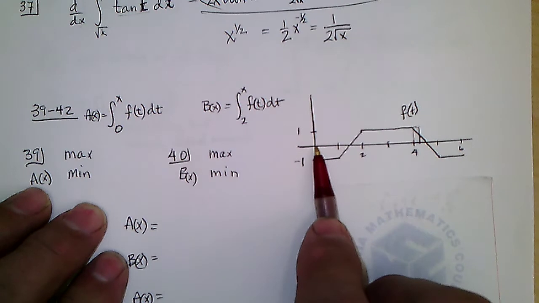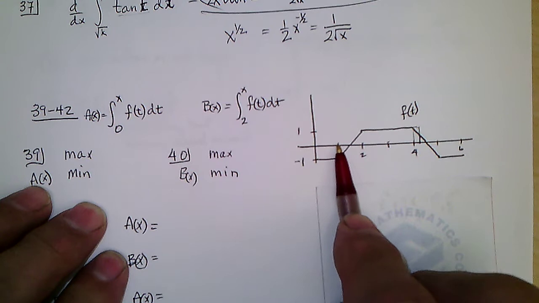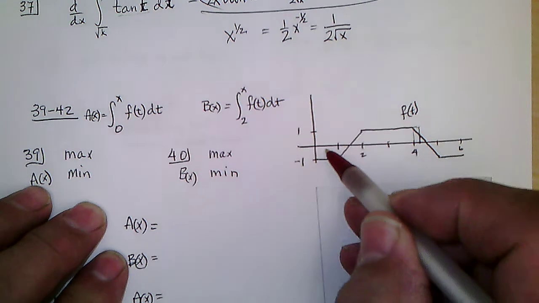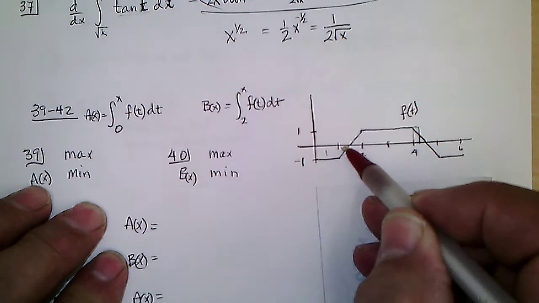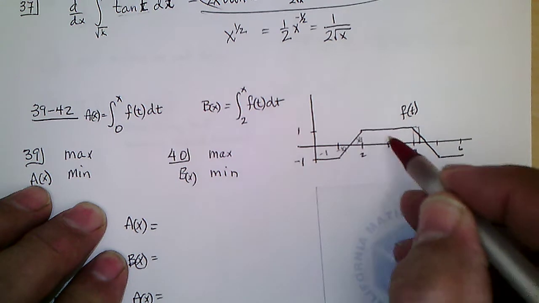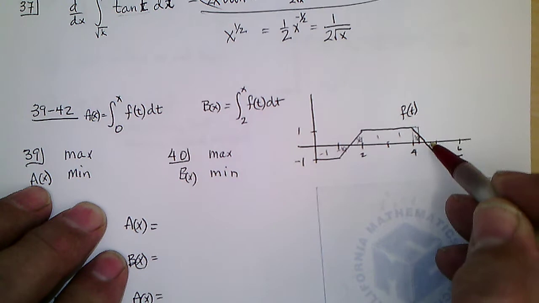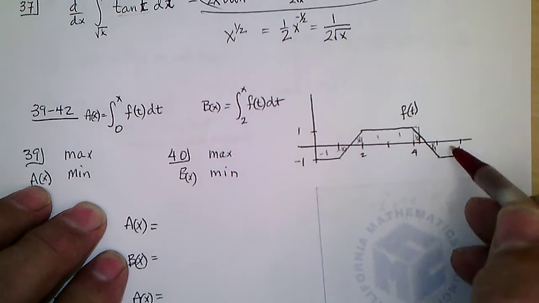So the area starts out from 0 to 0 would be 0. Go to here, we get 1, because this area is 1. This is a quarter. They're both on the negative side, so it's negative, and this is a quarter. 1, 1, a quarter, and a negative quarter, and negative 1.